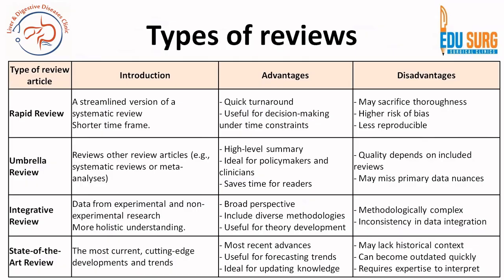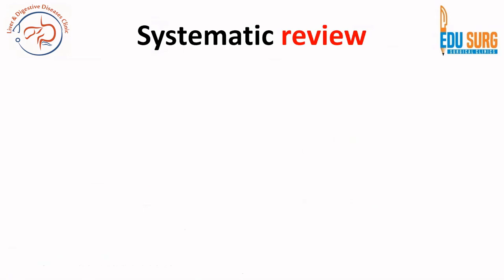Okay. So a narrative review usually is on basic topics. A state-of-the-art review is usually on advances. Rapid review is a review of systematic reviews. Umbrella is multiple systematic reviews. And integrative review is a broad perspective of various studies that are ongoing. So these are the various types of review articles.